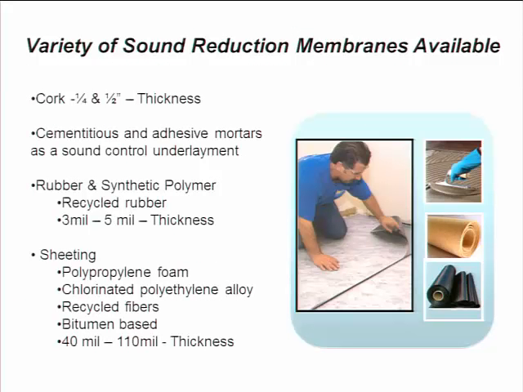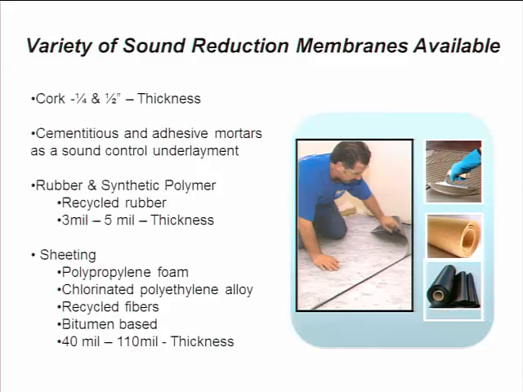Let's look at some of the variety of sound reduction membranes out there. Some of the common players are no doubt cork. Cork goes from a 1/4 inch to a 1/2 inch in thickness. One of the considerations with cork is the thicker, the better the performance. So make sure that when you're looking at the test reports, you align the actual thickness of the product with what you're using on a particular job.